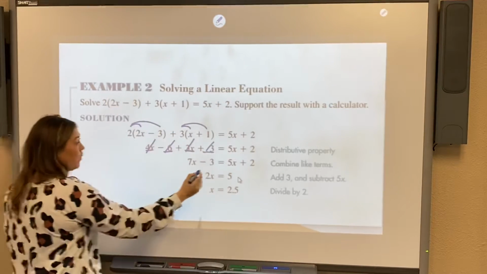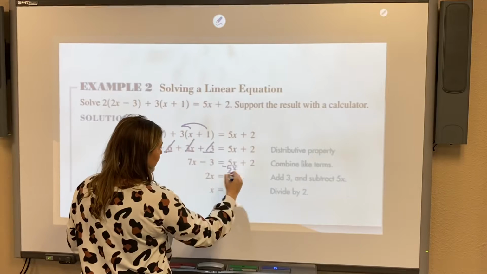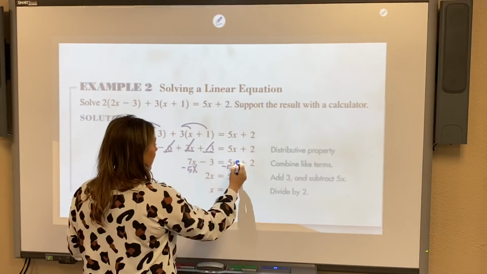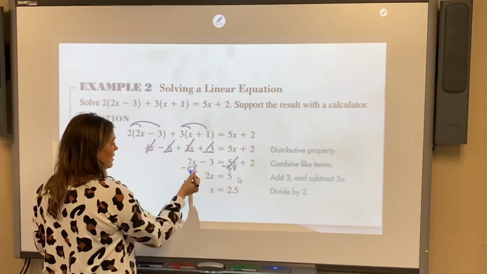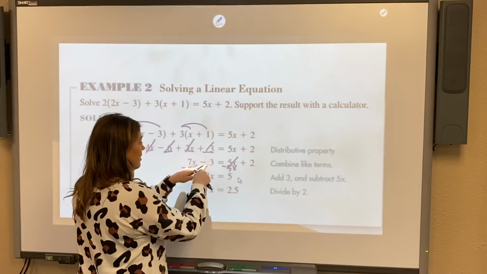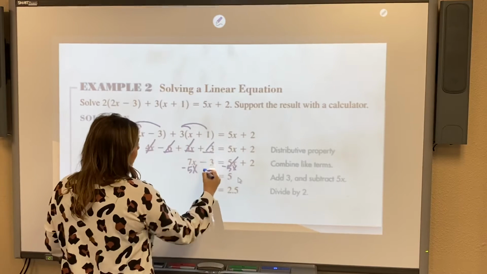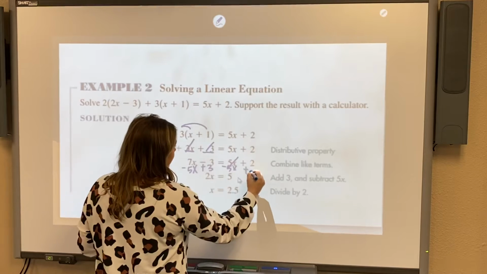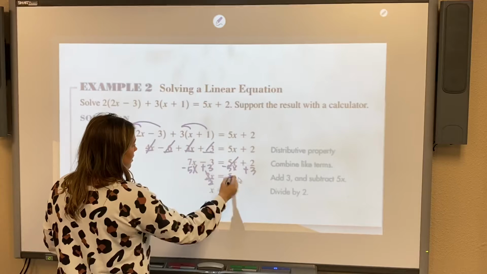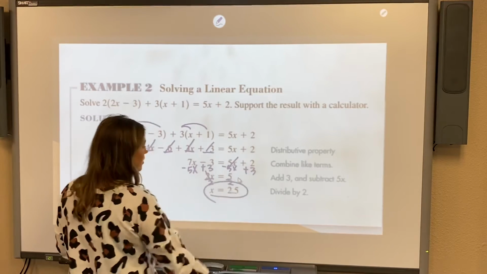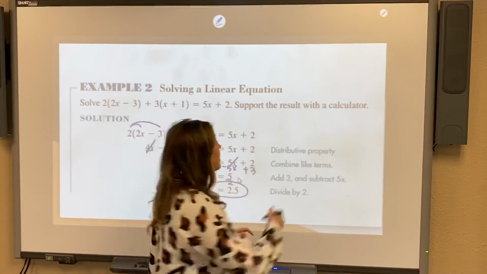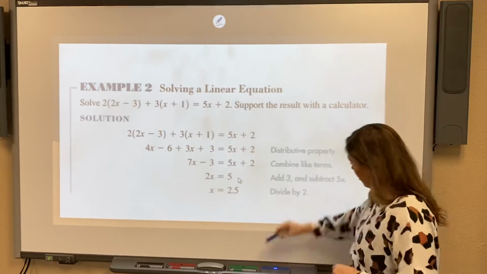So what I'm gonna do is subtract 5x from both sides. Like terms go with like terms. So 5x minus 5x cancels, 7x minus 5x gives us the 2x. Now I'm gonna move this -3 to the opposite side. To do that, we have to add it. 2 plus 3 is 5. Here, if we divide by 2, 5 divided by 2 is 2.5. So x is 2.5. To check it, you can just plug it in. I'm not gonna do that just because of time, but you can if you want to.